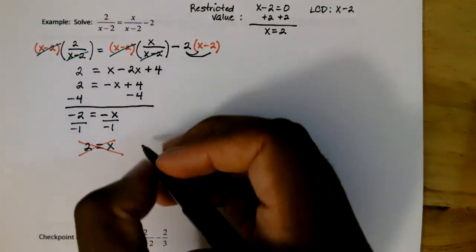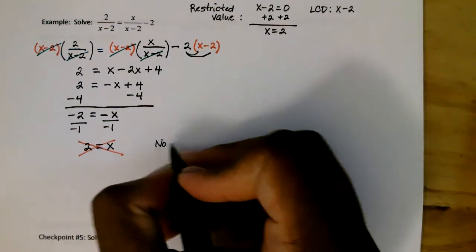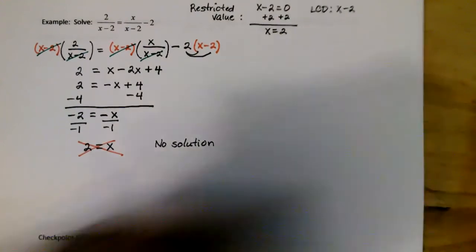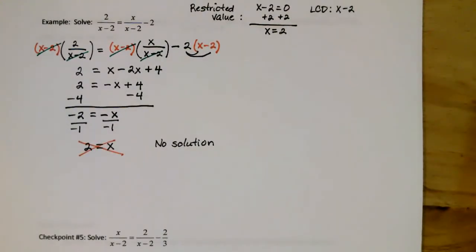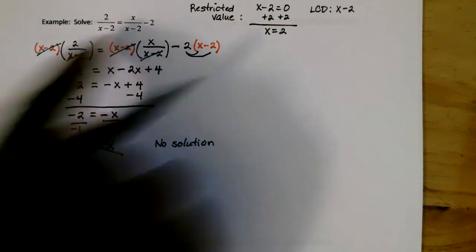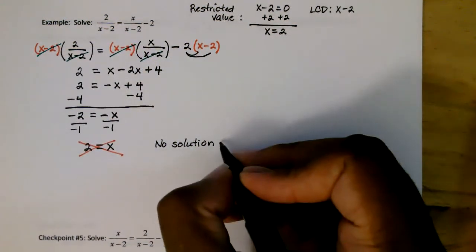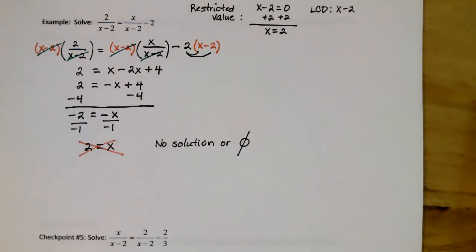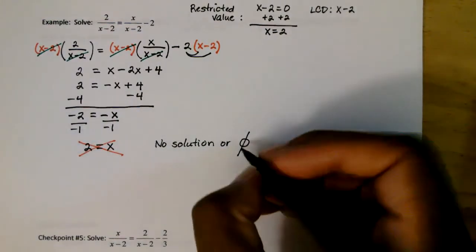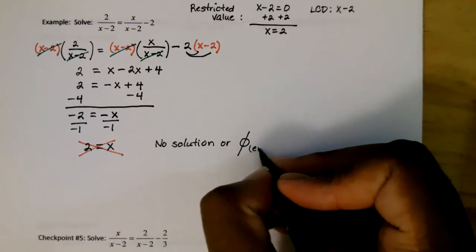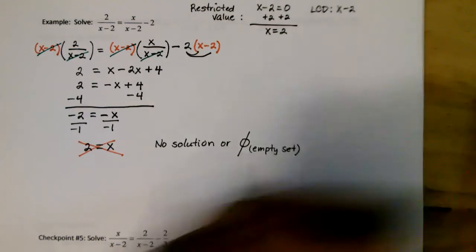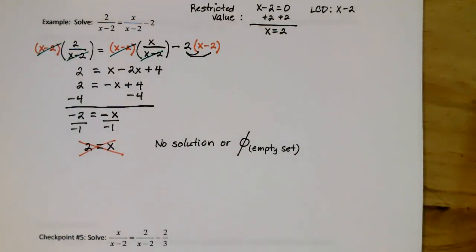So the solution here would actually be no solution, because there is no value of x that will satisfy this equation. And sometimes they use this symbol, a circle with a slash, meaning the empty set. That's what this is. Because there are no values of x that will satisfy that equation.